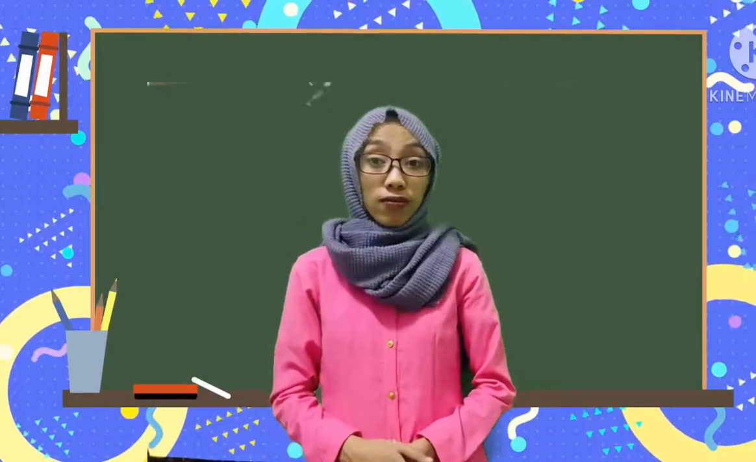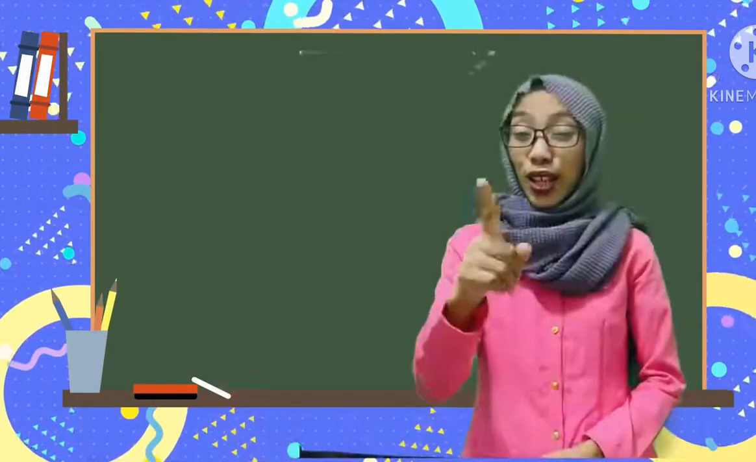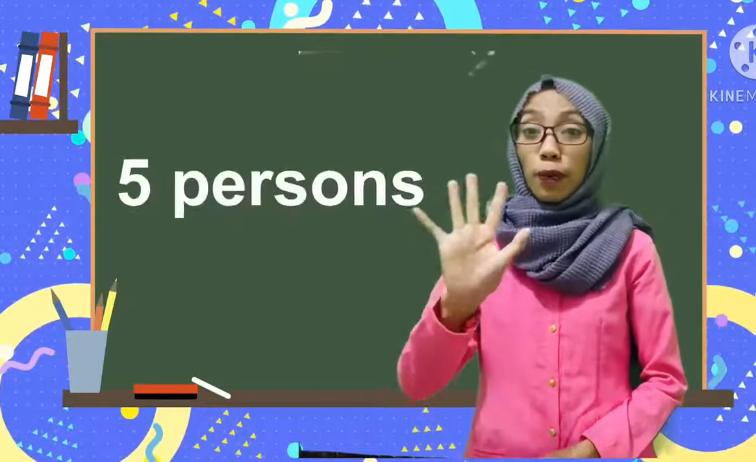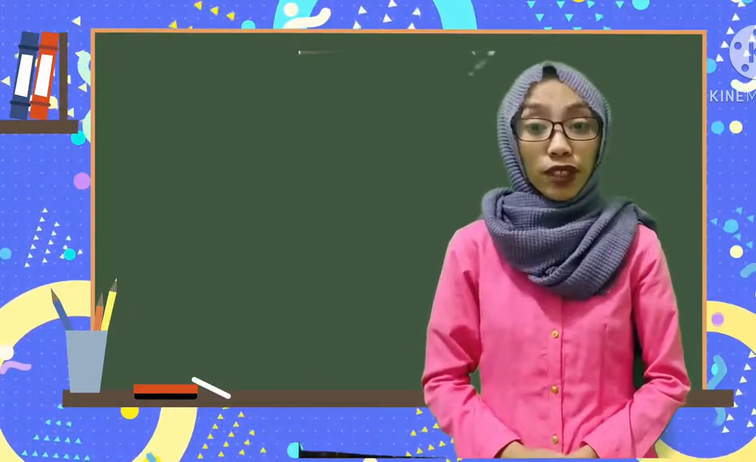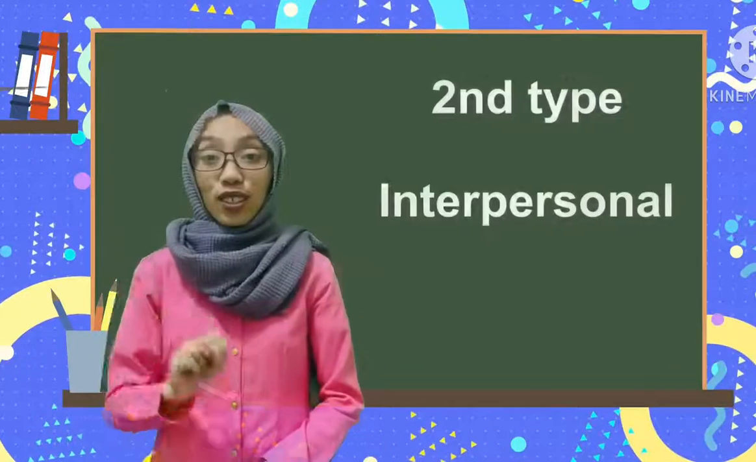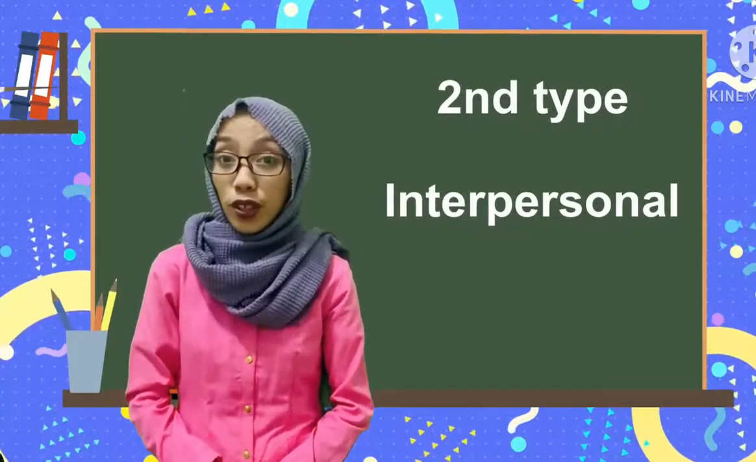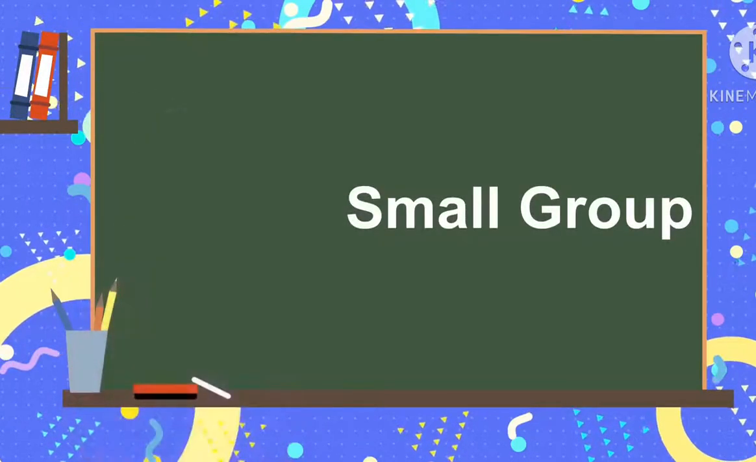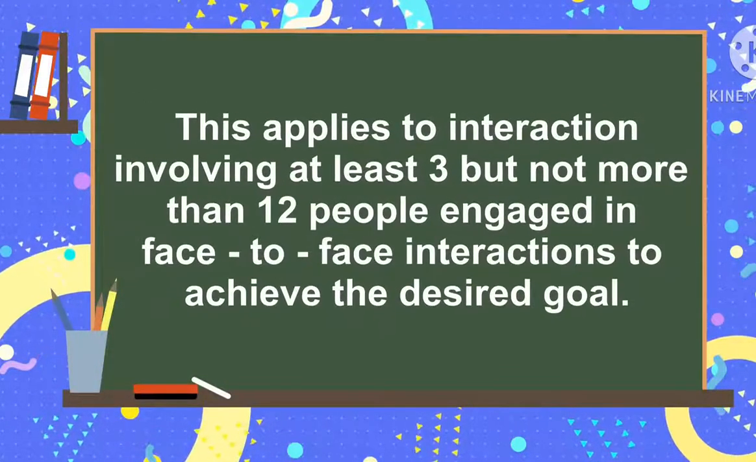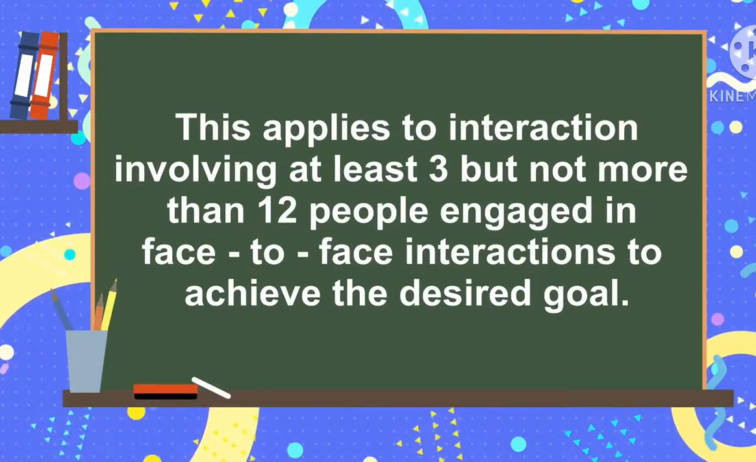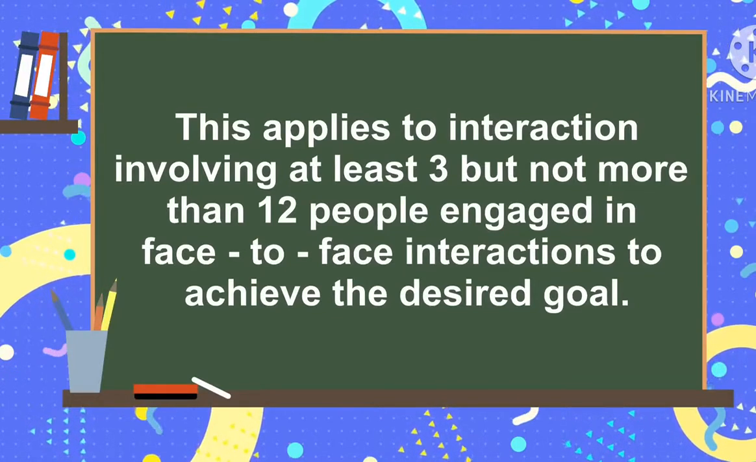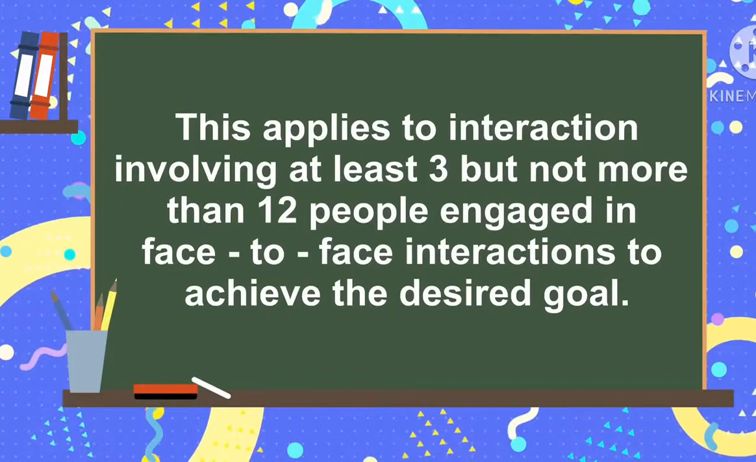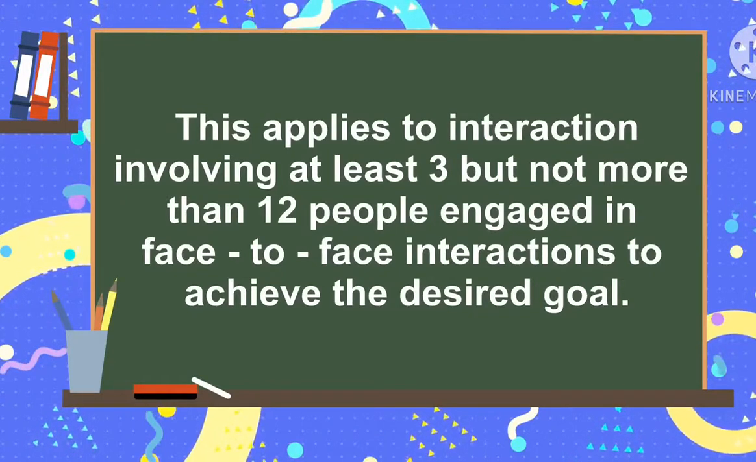How about this kind of picture? Do you notice how many people are there? Yes, you are correct. There are 5 persons involved in the conversation. That is the second type of interpersonal communication, which we call small group communication. This applies to interaction involving at least 3 but not more than 12 people engaged in face-to-face interactions to achieve the desired goal.